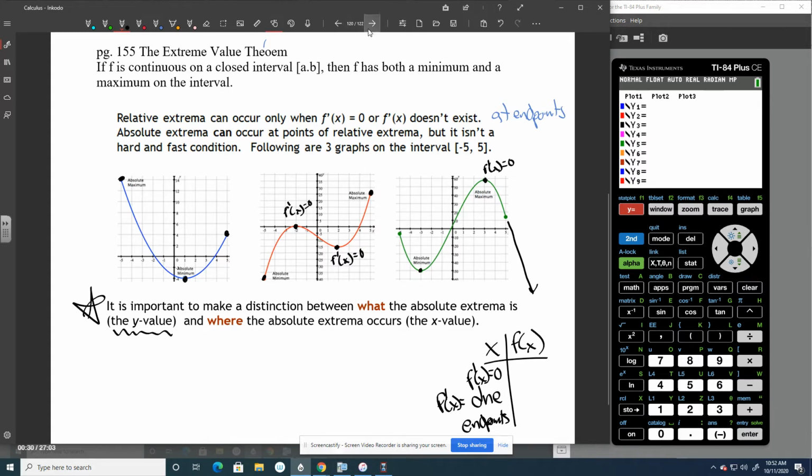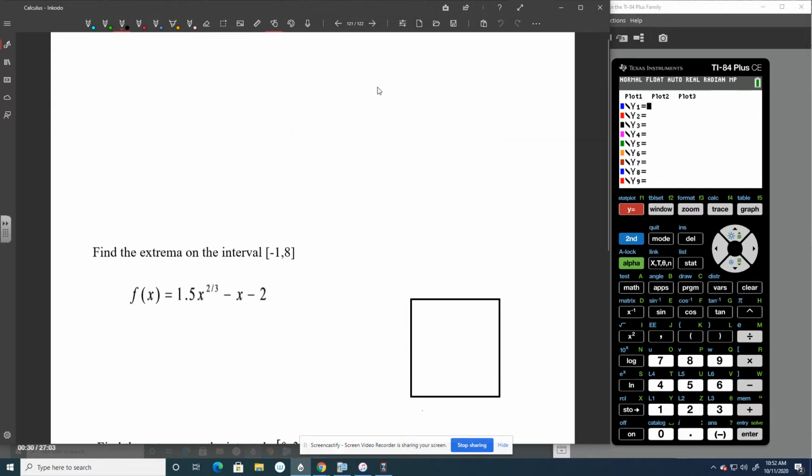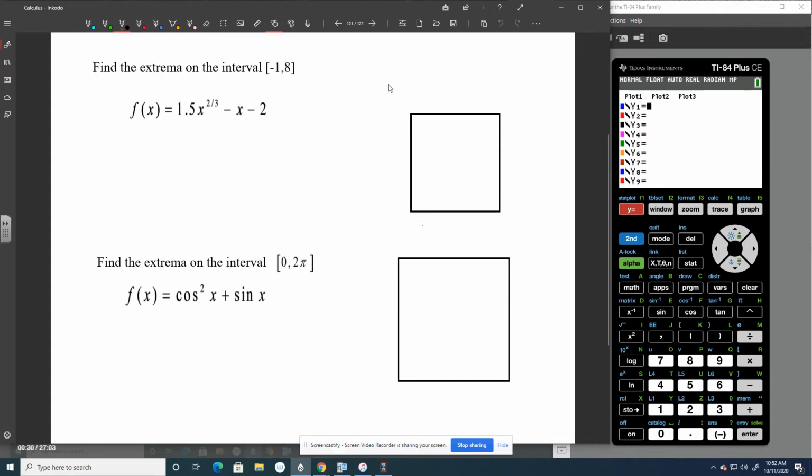All right, so let's get into some problems here. It wants us to find the extrema on the interval -1 to 8. Now, if it just says extrema, it's talking about the absolute. If it had said relative extrema, then we're looking at the relative points. But because it says just extrema, I know that I'm also going to have to check my endpoints, not just the min and max in my relative situation. So it gives me my interval -1 to 8. And it gives me my f of x, 1.5x to the 2/3 minus x minus 2.